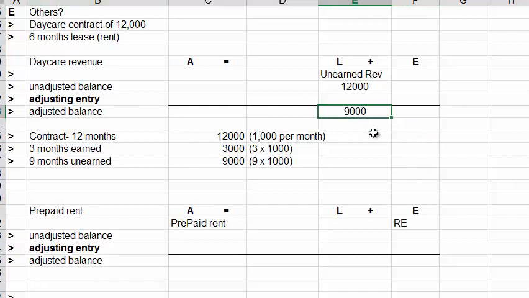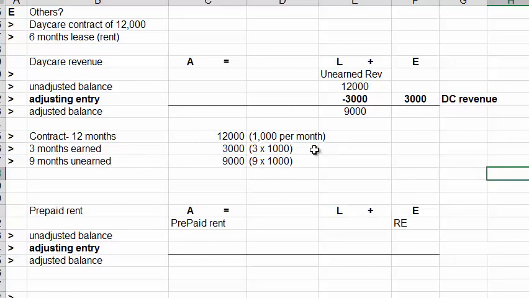So we know that the adjusted balance in the unearned revenue account should be the amount that still has to be earned in the future, $9,000. That gives us our required adjusting entry. Our required adjusting entry here would be whatever it takes to get the unearned revenue down from $12,000 to $9,000. It happens to be $3,000, so our adjusting entry decreases the liability by $3,000 and increases, of course, daycare revenue, because we're saying that's the 3 months that we earned.